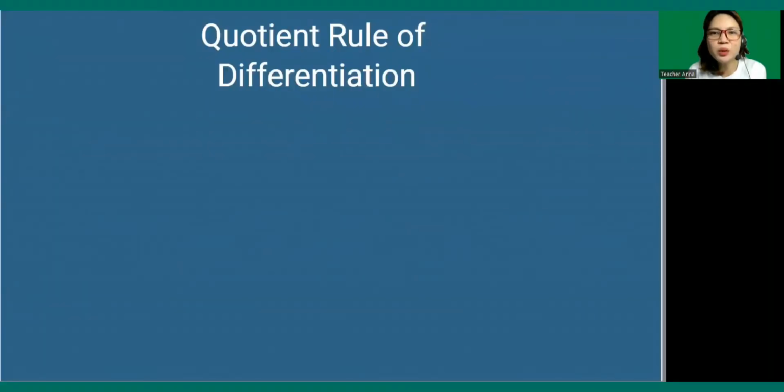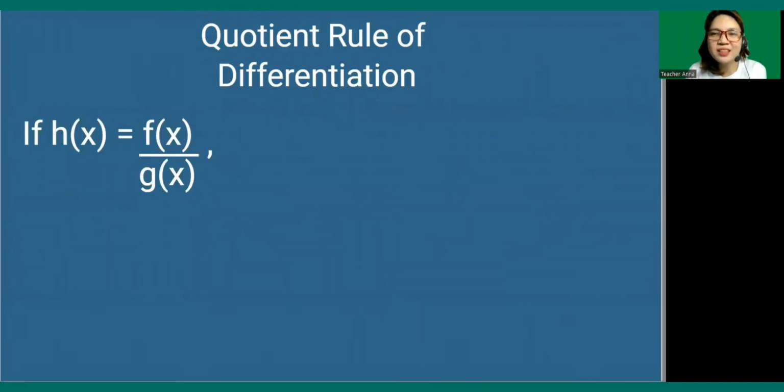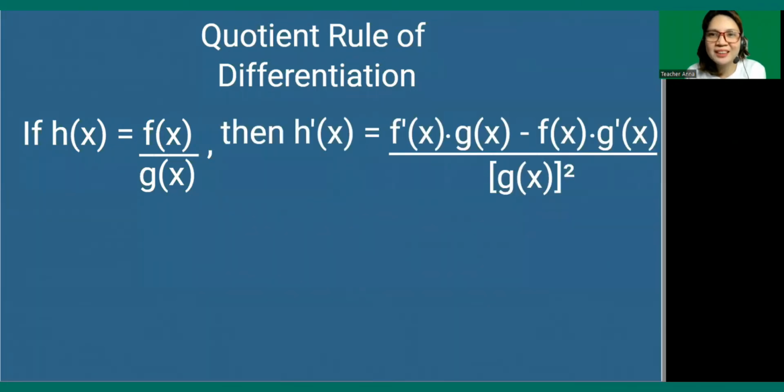The quotient rule of differentiation states that if h of x is equal to the quotient of f of x and g of x, then its derivative h prime of x is equal to f prime of x times g of x minus f of x times g prime of x all over the square of g of x.